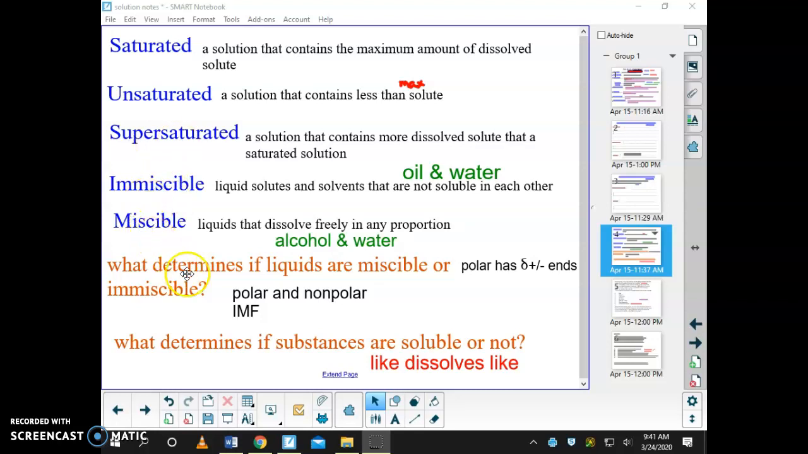miscible, immiscible, things like the polar or non-polarity of a molecule, which relates to IMF. Remember, IMF stands for intermolecular forces. All of these things affect how well something will dissolve or if it will dissolve at all.